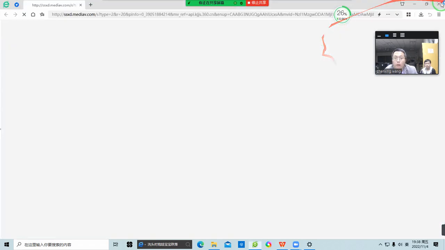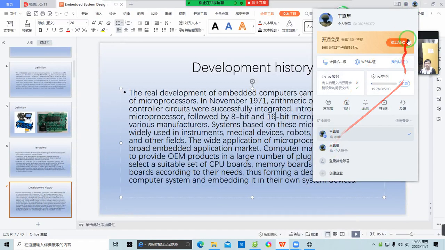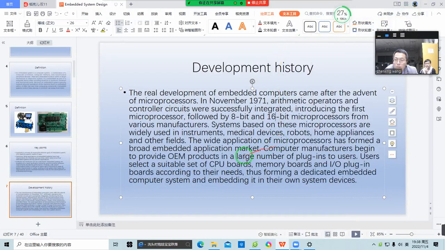So the systems based on these microprocessors are widely used in many instruments, medical devices, robots, home appliances, and other fields. Even nowadays, you can find a lot of devices that still use MCS 51, because those aged engineers only know how to develop with MCS 51, because it's simple.